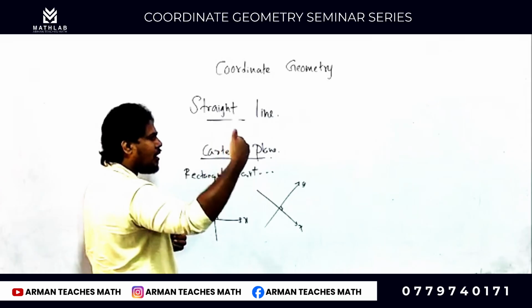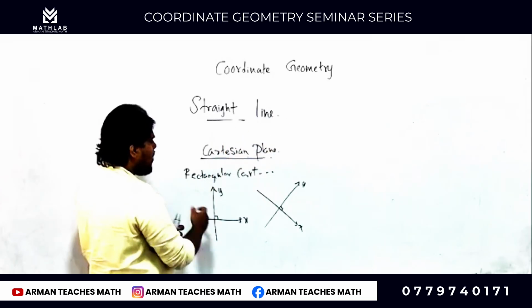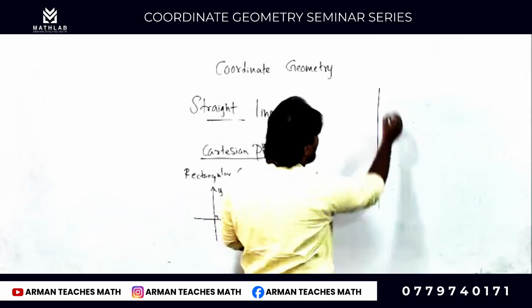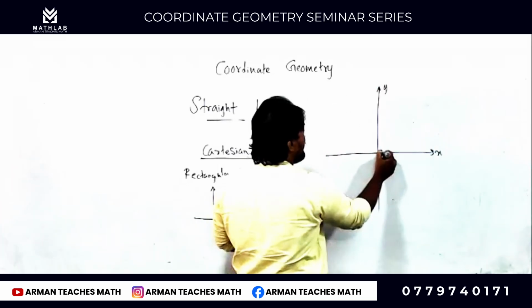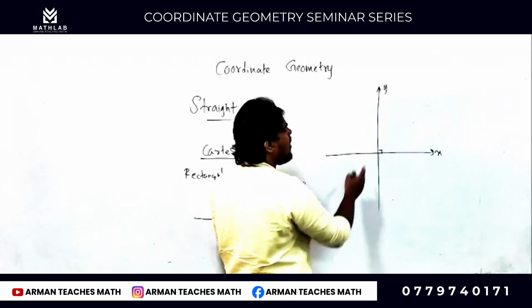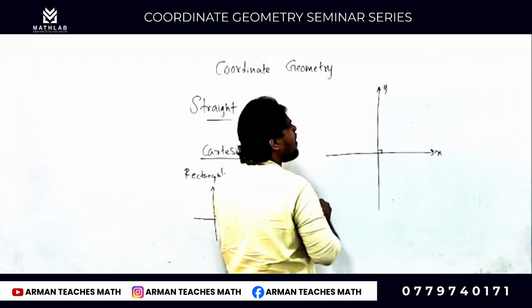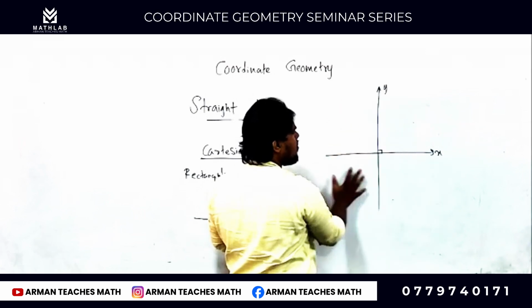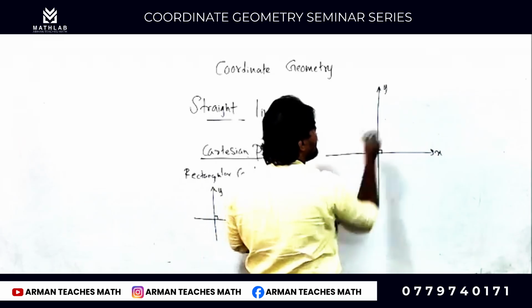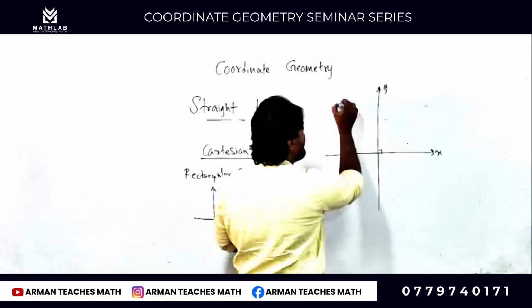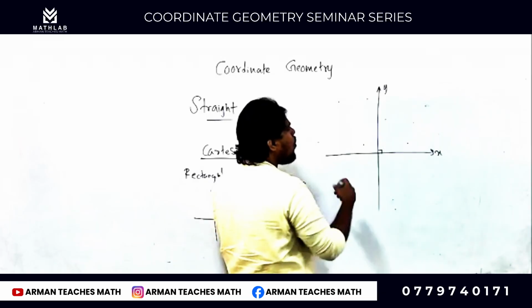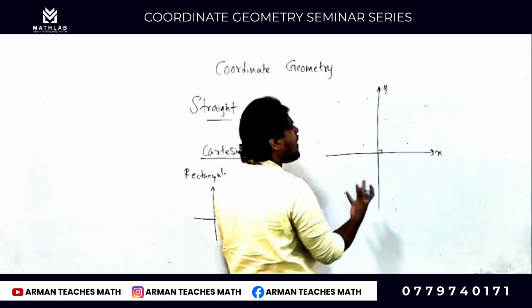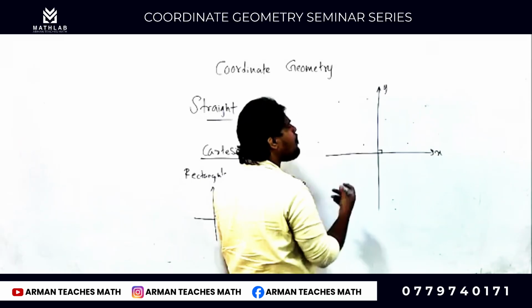So understand that if you take the entire world, there will be infinitely many Cartesian planes. Among those, if you select one, I'm selecting a rectangular Cartesian plane. What is a rectangular Cartesian plane? Two perpendicular xy axes. In this plane, we can find infinitely many points. It can be a point here, here, here. And those points have a position value.